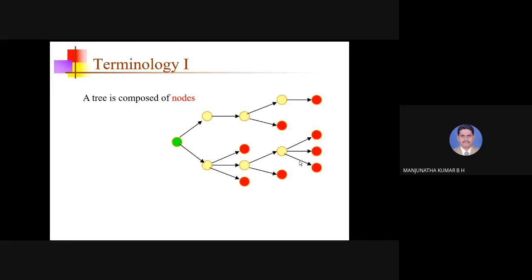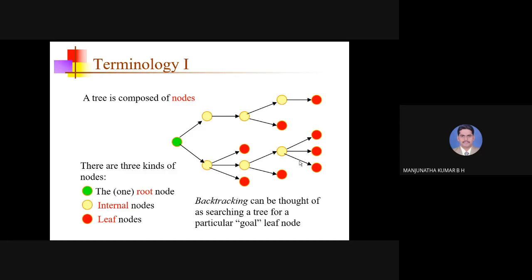Now let me explain some terminologies I am going to use in my explanation. First, the tree you have seen in the previous slide is called a state space tree. It is composed of nodes. You can observe here three kinds of nodes. One is the root node, in green color, and then internal nodes and leaf nodes. Backtracking can be thought of as searching the state space tree for a particular goal node, and that goal node is also a leaf node, and dead ends are also leaf nodes.